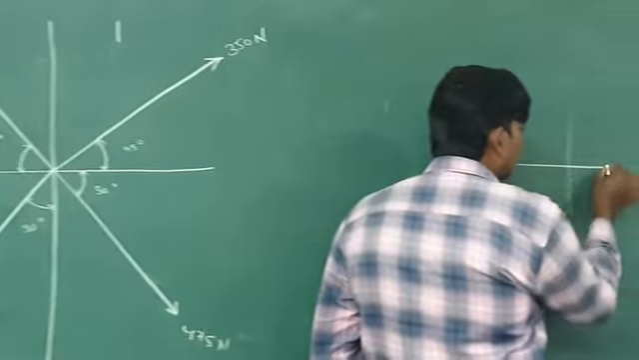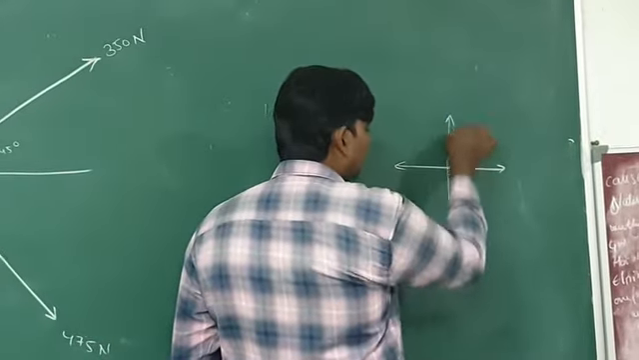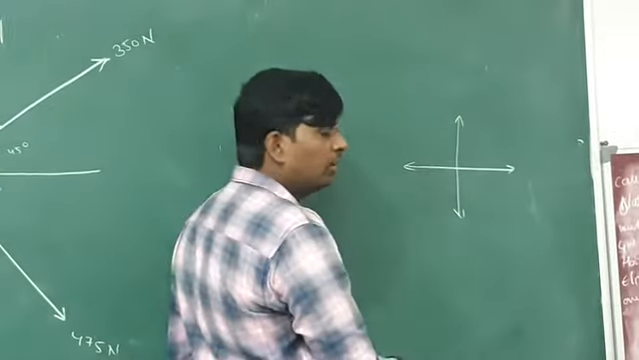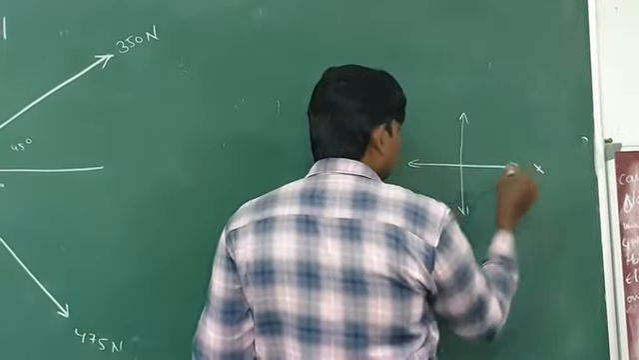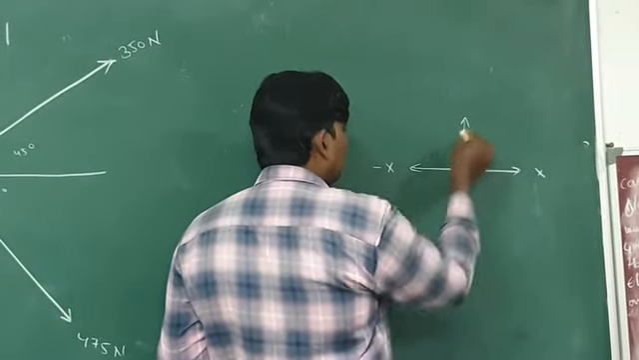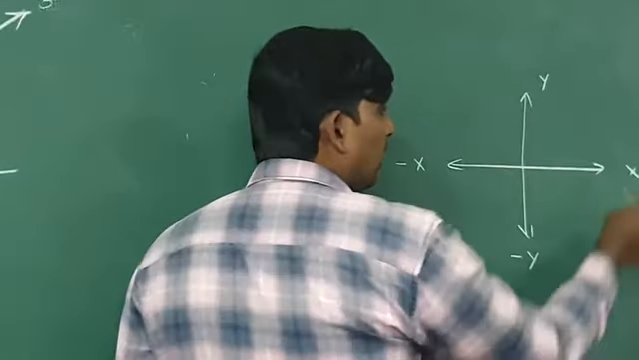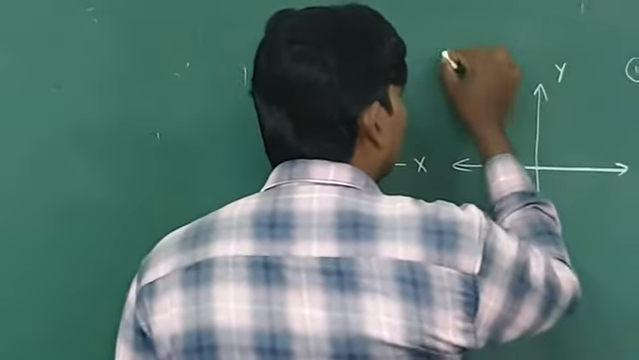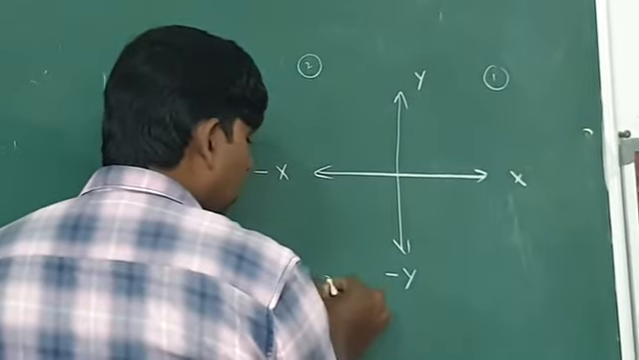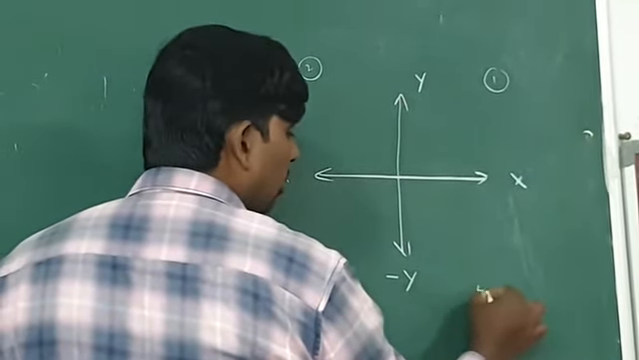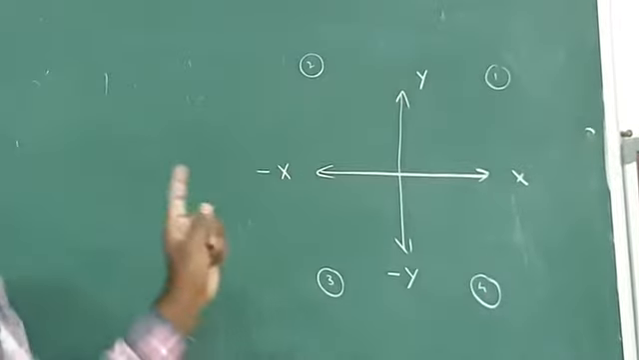This is your y-axis and this one is your x-axis. This one can be written as plus x and this one as minus x. This one can be written as plus y and this one as minus y. This one is your first quadrant, this one is your second quadrant, this one is your third quadrant and this one is your fourth quadrant. Four quadrants will be there.